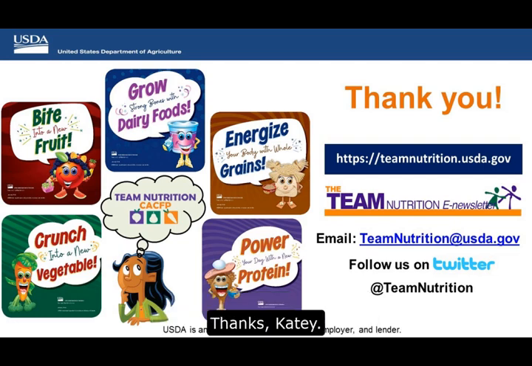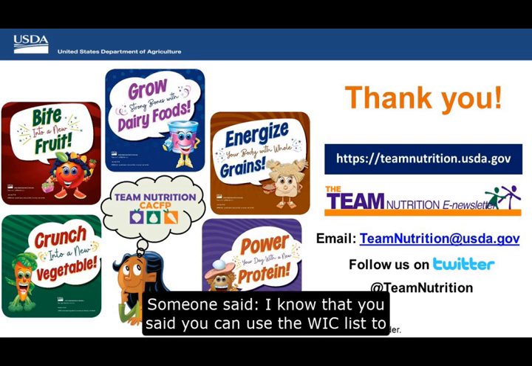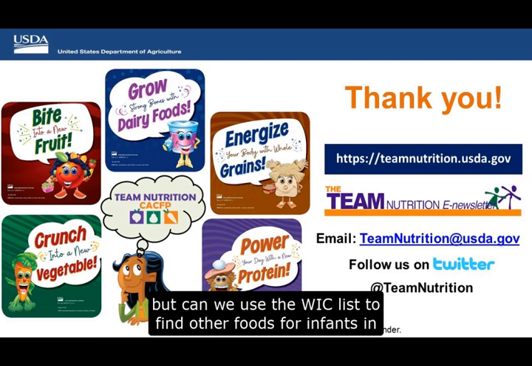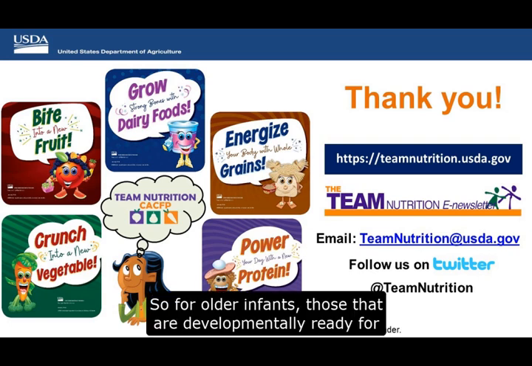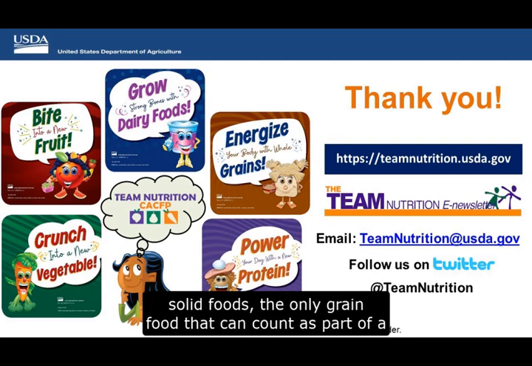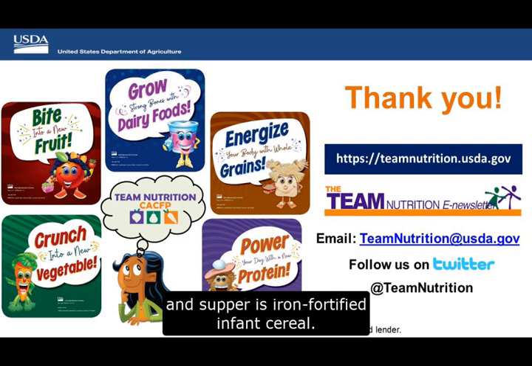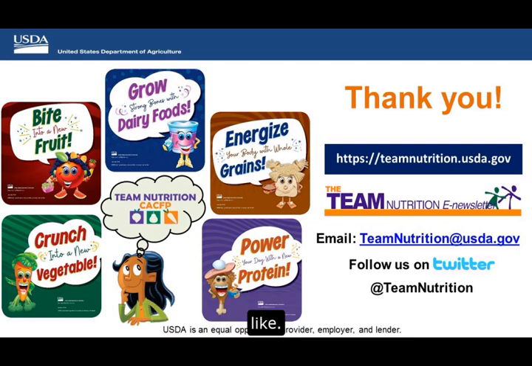Great, great. Thanks, Katie. Okay, so now we have a question about infants. Someone said, I know you said you can use the WIC list to find infant cereals that can be served in the CACFP, but can we use the WIC list to find other foods for infants in the CACFP as well? Yeah, so for older infants, those that are developmentally ready for solid foods, the only grain food that can count as part of a reimbursable meal at breakfast, lunch, and supper is iron-fortified infant cereal. So you can use the WIC list to find those if you'd like.